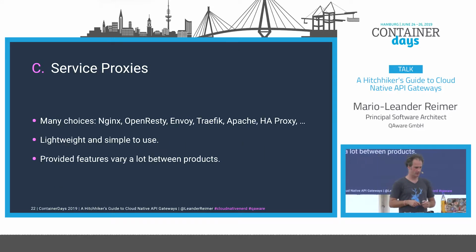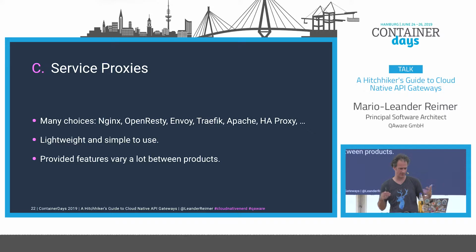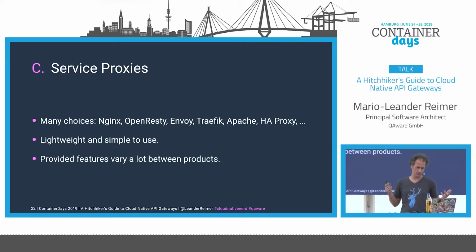Service proxies. Many choices: Nginx, OpenResty. OpenResty is the basis of Kong, for example. Envoy. I hope you all have heard of Envoy. Traefik, Apache, HAProxy. Yeah, they're lightweight and simple to use, and they provide a lot of the features. And I was kind of interested, hey, can I use Envoy? Can I build my own API gateway with an Envoy proxy? I mean, if Istio can do that, I can do that also, right?